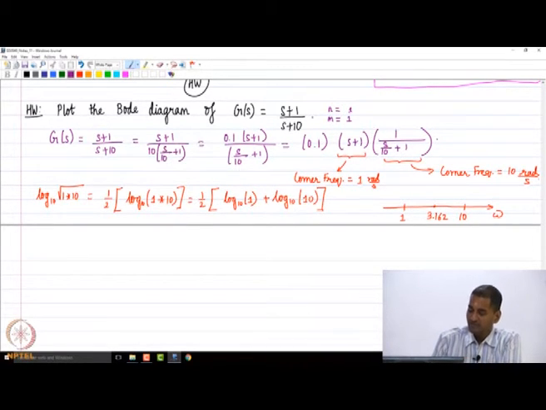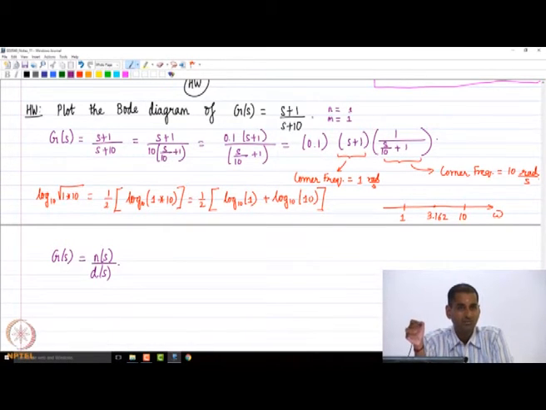If you take any transfer function of the form n of s by d of s, how did we define a minimum phase transfer function? One whose zeros are in the left of the complex plane. It was implicitly assumed that the poles are in the left of the complex plane, because when we talk about frequency response, we are talking about stable systems. Then only frequency response makes sense. So implicitly we are assuming all the poles to be in the left of the complex plane.